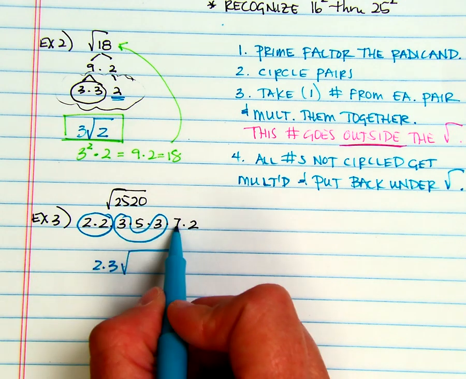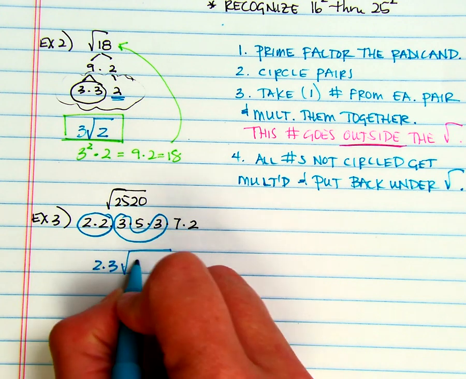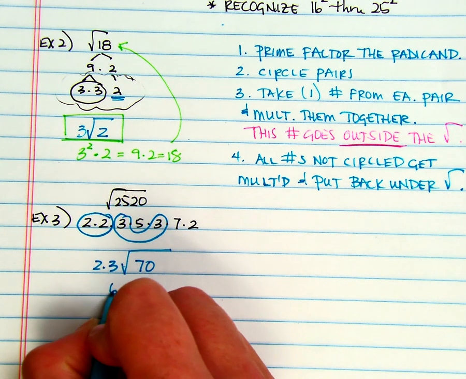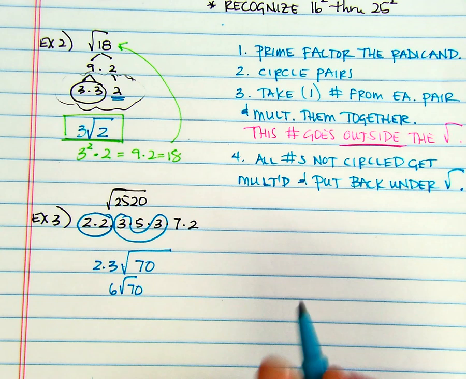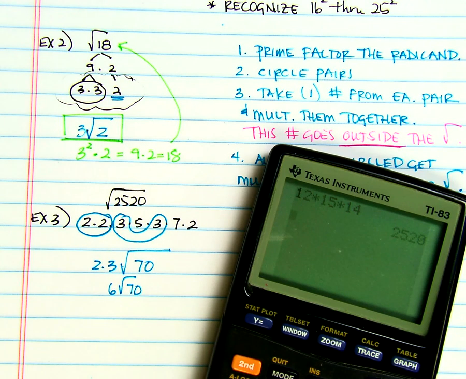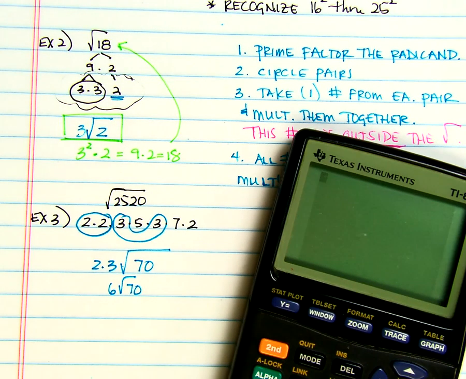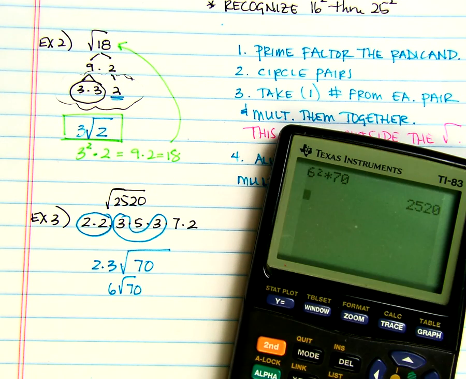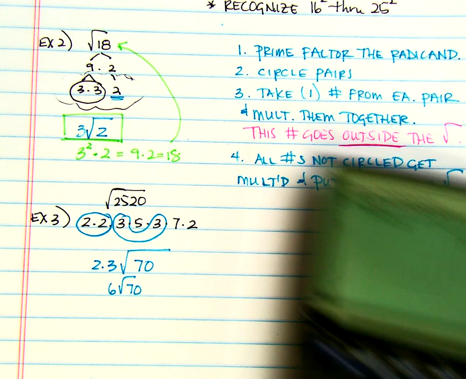5 times 7 is 35. Times 2 gives me 70. So you have 6 radical 70. So hopefully, if I go backwards and check it and do 6 squared times my 70 that's underneath there, I end up with, oopsie, you can't see very well, what you started off with.